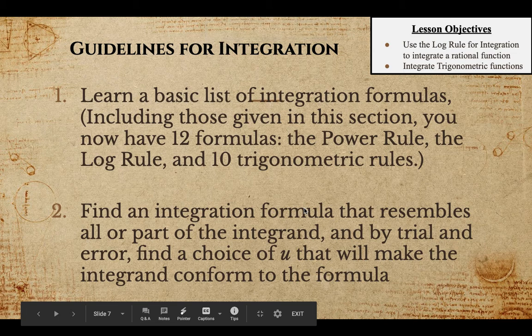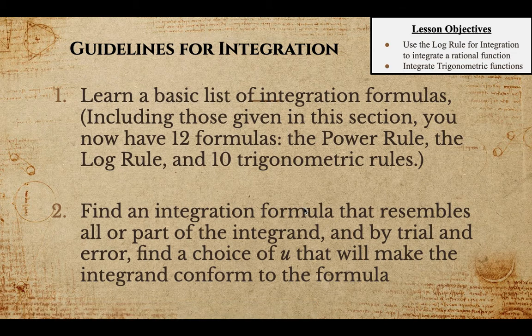So basically, here's some guidelines you can use when you're trying to integrate a function. Know those basic antiderivatives that we have. We have 12 formulas, power rule, log rule. We have those trigonometric identities we've done so far. If that works, awesome, you're ready to go. If not, look for part that resembles what you have and see if you can use a choice of u, do a u substitution to make that work.